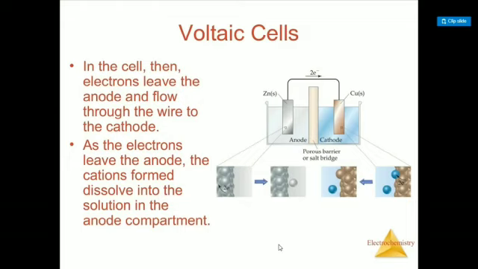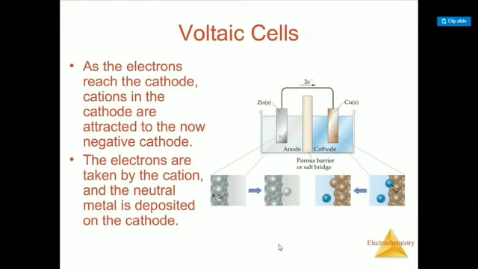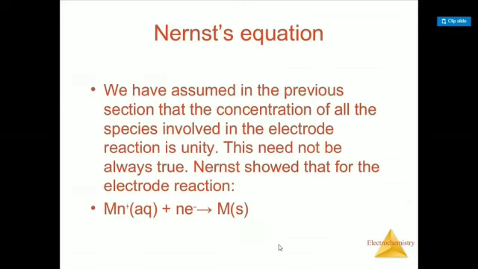In the cell, electrons leave the anode and flow through the wire to the cathode. As the electrons leave the anode, the cations formed dissolve into the solution in the anode compartment. As the electrons reach the cathode, cations in the cathode are attracted to the now negative cathode. The electrons are taken by the cations and neutral matter is deposited on the cathode.